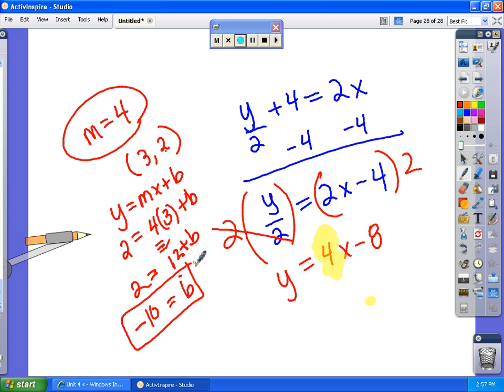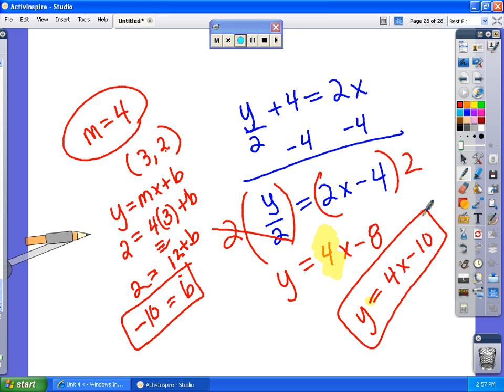So now we have an equation, and we know that this equation, y equals 4x minus 10, will not only be parallel to this line, but it will also make sure it goes through this point. And I hope that helps.